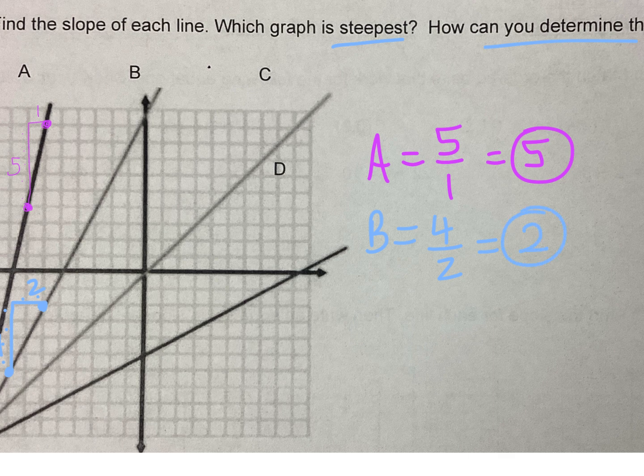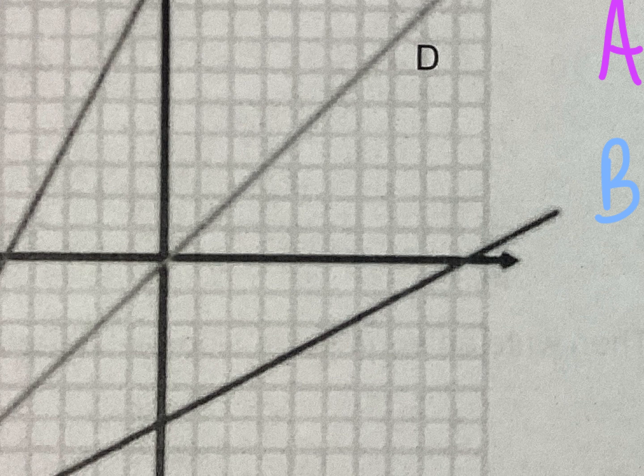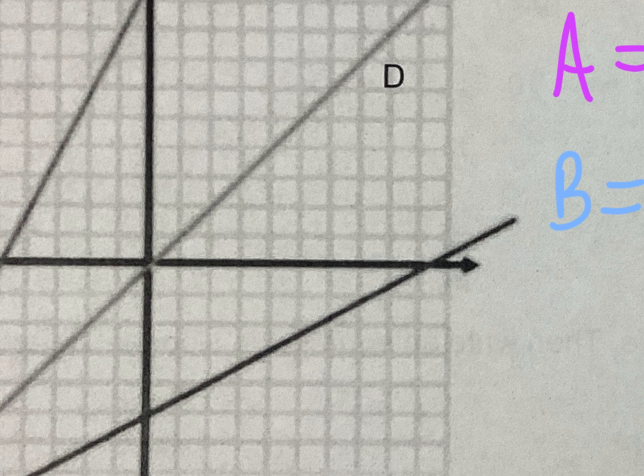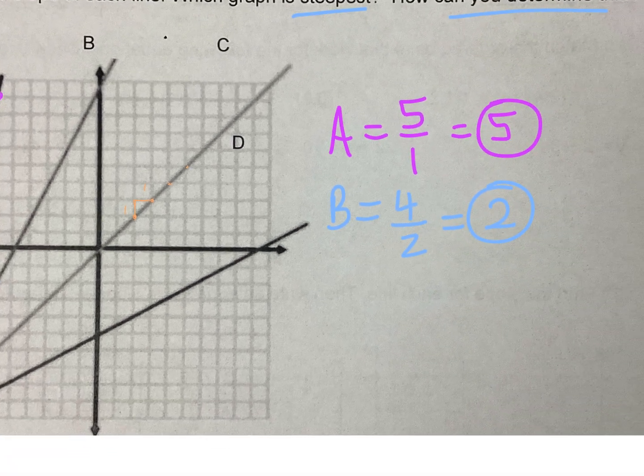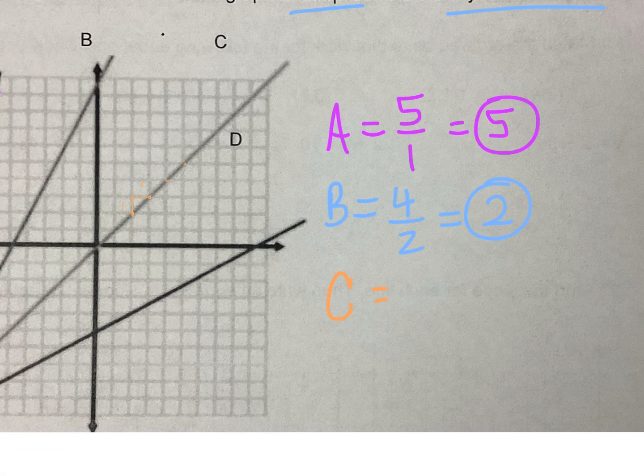All right, let's check out graph C. Let's see. Maybe every point is a good point. That looks pretty good. Okay, these ones look pretty good, so I'm going to make a triangle between any two. It rises 1 and runs 1. So graph C is 1 over 1, which is the same thing as just 1.